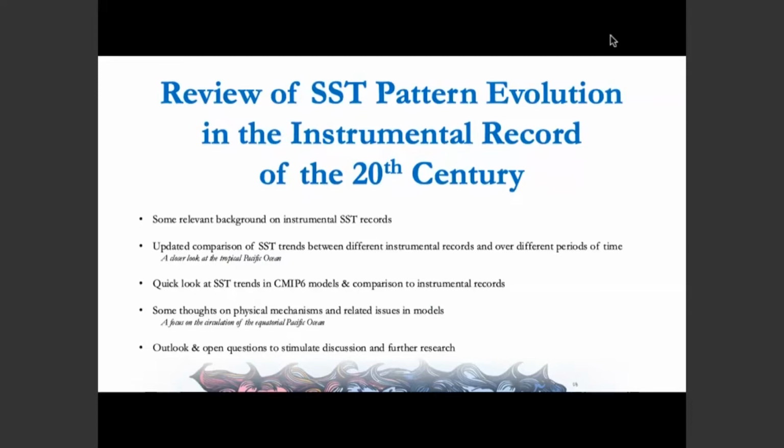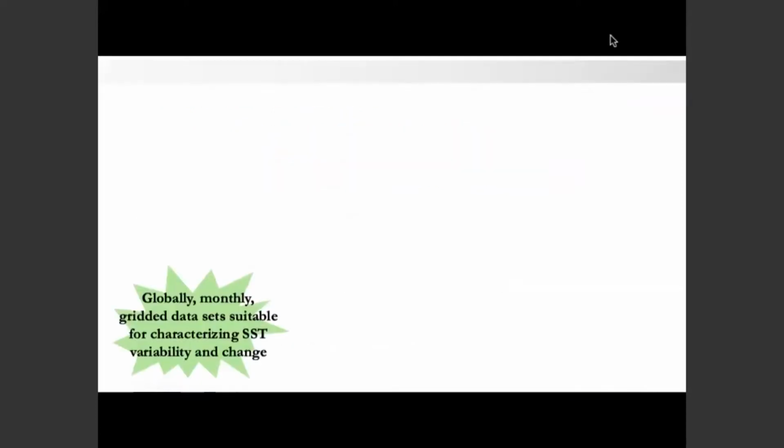And I'll give some words on physical mechanisms that may be driving SST trend patterns and some potential challenges that coupled models, the latest generation of coupled models, may still have, with a focus on the circulation of the Pacific. And then I'll end with some open questions.